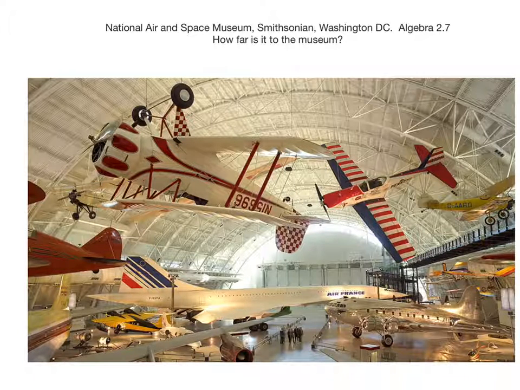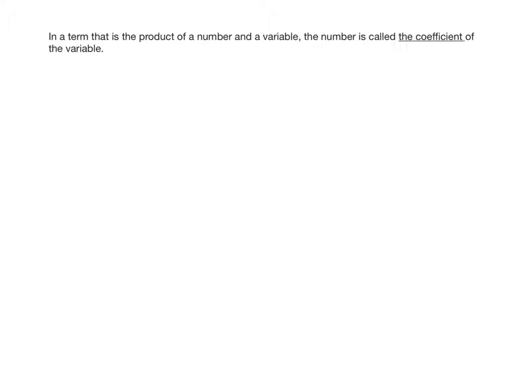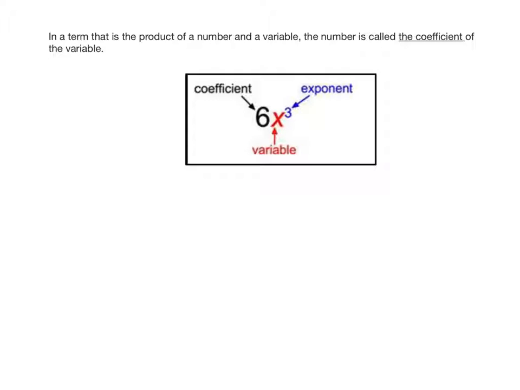So in a term that is the product of a number and a variable, the number is called the coefficient of the variable. And so you can see in my little diagram here, we have the coefficient, which is 6. We have the little 3, which is the exponent, and x is the variable. And we would say, in this case, that the 6 is the coefficient of x to the 3rd power.